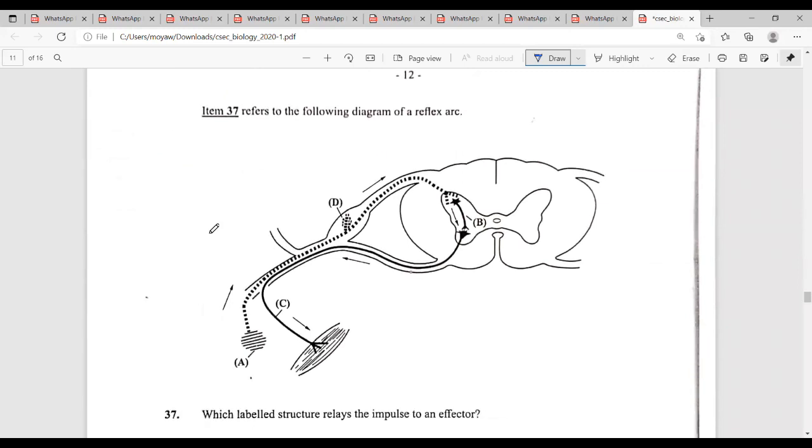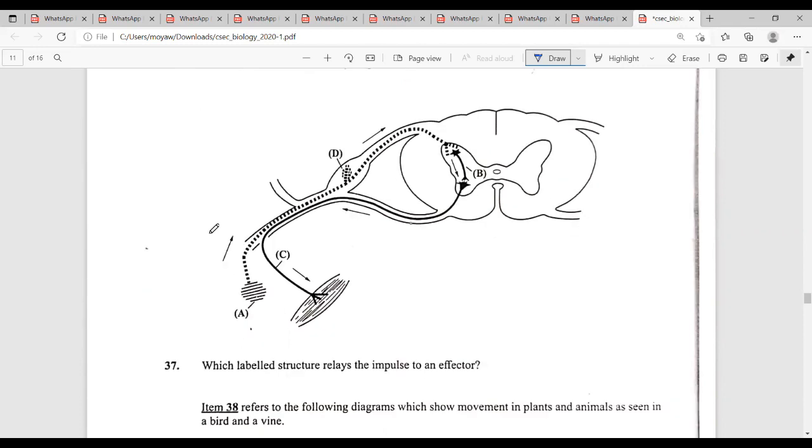37. Item 37 refers to the following diagram of a reflex arc. Which labeled structure relays the impulse to an effector?